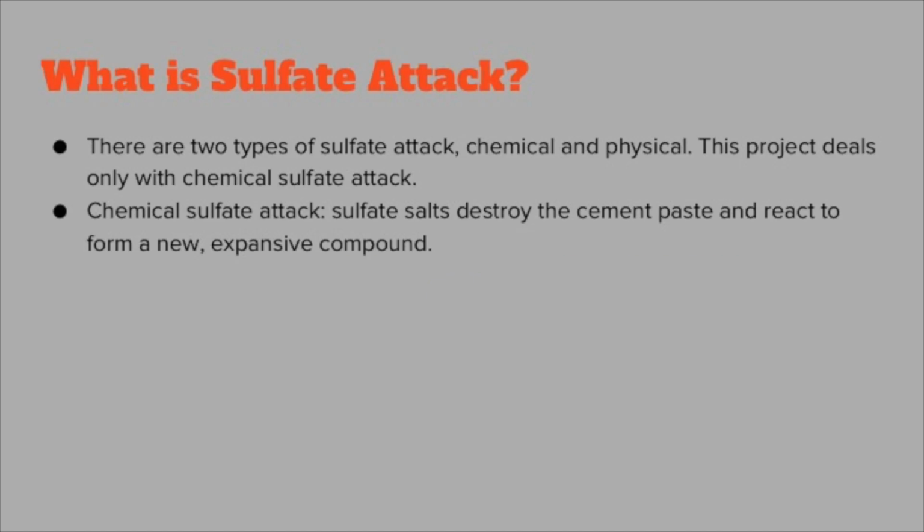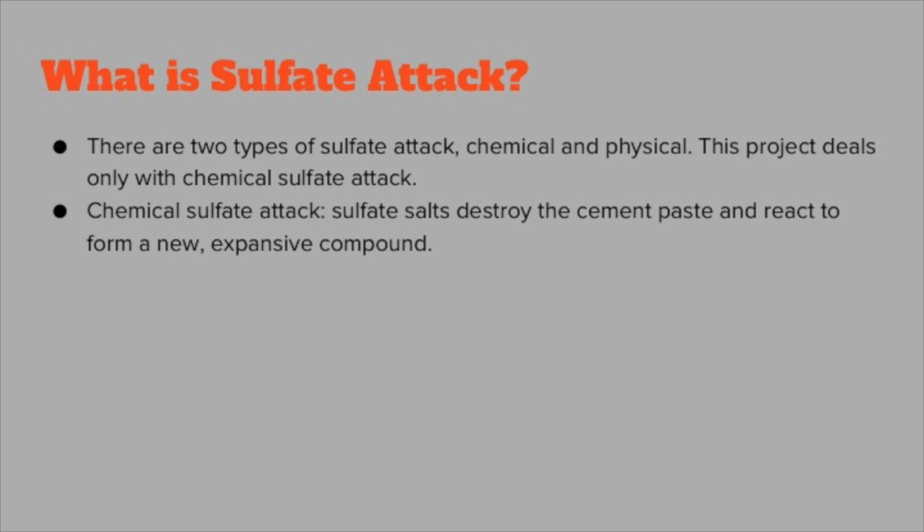So what exactly is sulfate attack? So there are two types, chemical and physical. And for this project, we are going to try to get chemical sulfate attack in our concrete. So that's when sulfate salts destroy the cement paste and react to form a new expansive compound. So for this video, we used sodium sulfate, but this type of attack involves sodium or potassium sulfate.